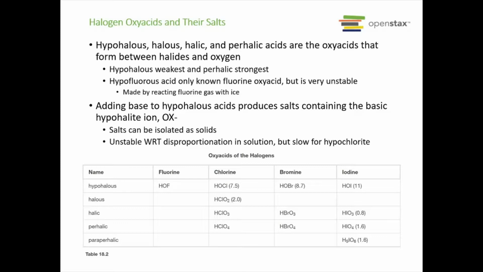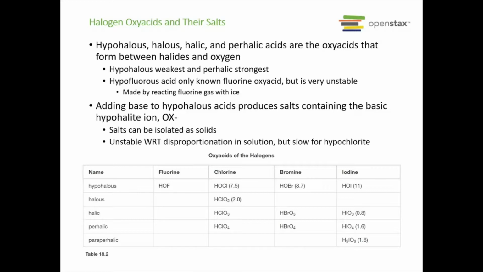So now we have the halogen oxyacids and their salts. There's quite a few types. We have hypohalous, halous, halic, and perhalic acids. And these are the oxyacids that form between the halides and oxygen. So remember the halides: chlorine, bromine, iodine, astatine, and fluorine. The hypohalous acids are the weakest and the perhalic are the strongest.